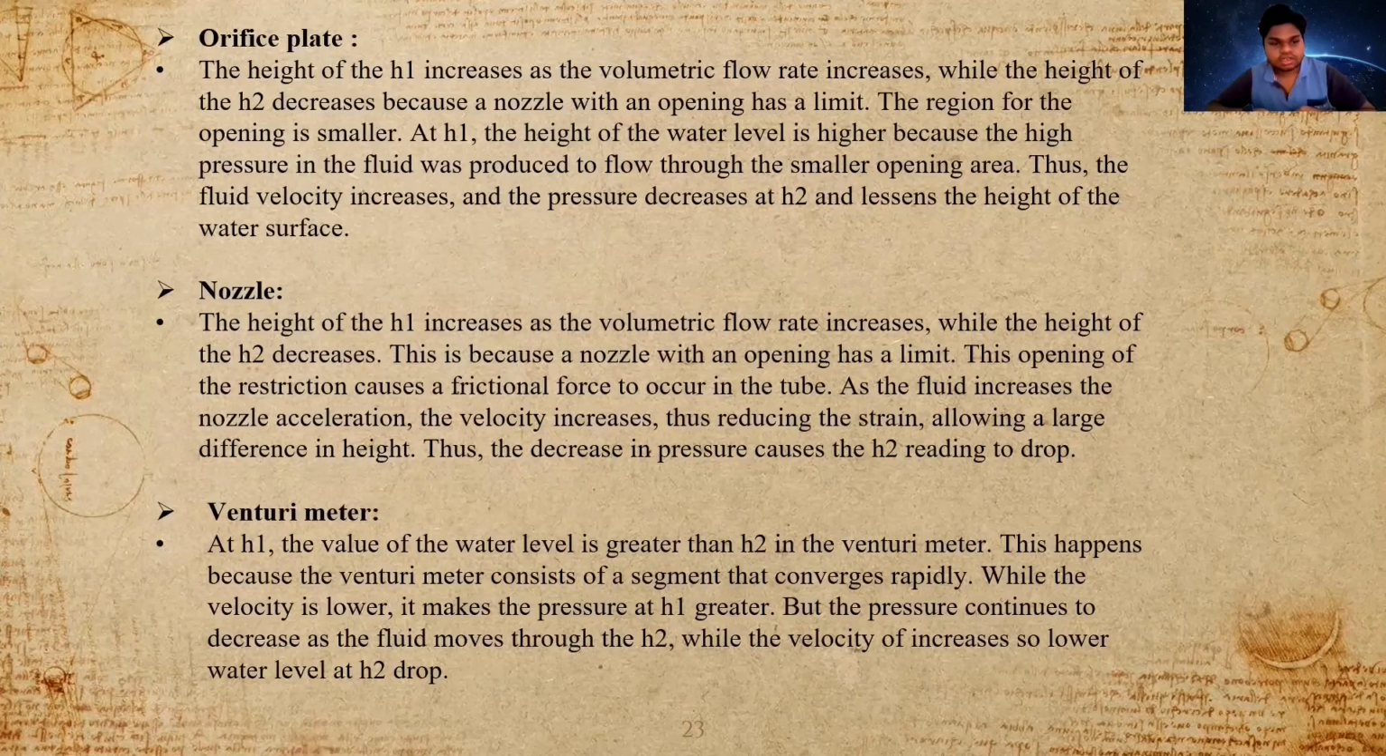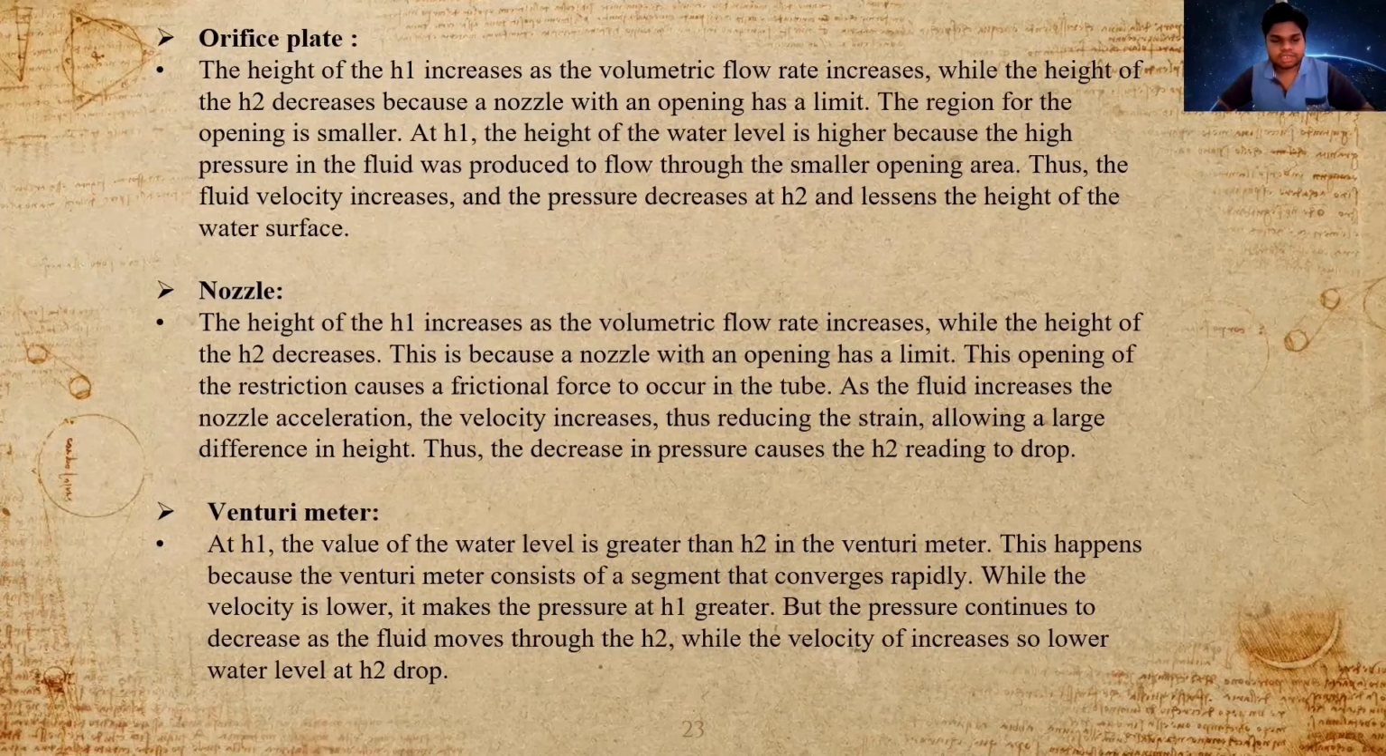And for the nozzle, the height of H1 increases as the volumetric flow rate increases, while the height of H2 decreases. This is because a nozzle with an opening has a limit. This opening has a restriction that causes a frictional force to occur in the tube. As the fluid accelerates through the nozzle, the velocity increases, thus reducing the pressure, allowing a large difference in height. Thus, the decrease in pressure causes the H2 reading to drop.